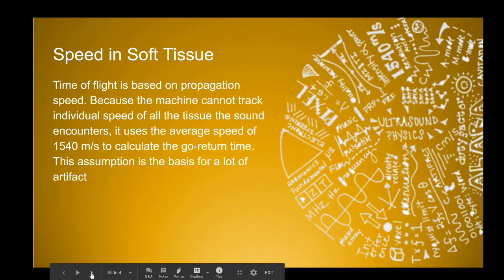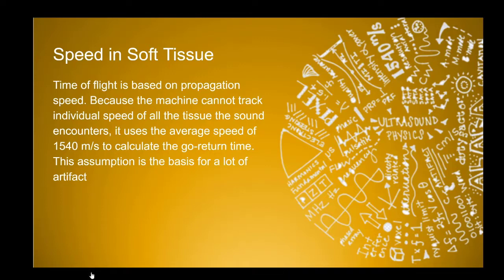The other thing that the time of flight or go return time is calculated based off of is the speed of soft tissue. We know that ultrasound is a constant speed. We use that average speed in soft tissue, and that's 1540 meters per second. So we use that 1540 meters per second to calculate the echoes, because we know that the machine can't detect, oh, I'm traveling through bone right now, adjust for that. I'm traveling through fat right now, adjust for that. So we always use the 1540 meters per second.